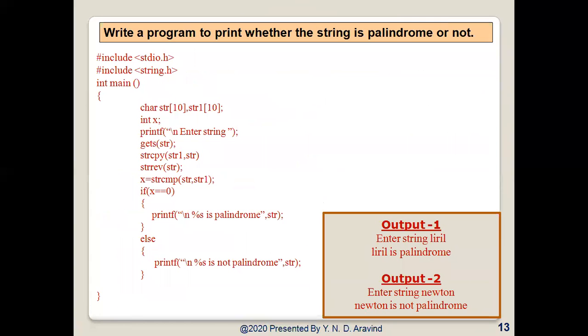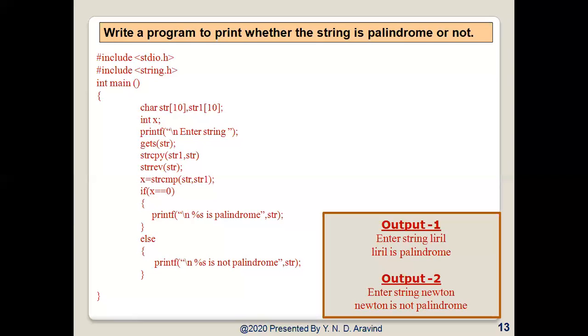Now let us see another program for finding out whether a given string is a palindrome or not. What is the meaning of palindrome? Palindrome means that even after reversing, if we compare the two strings and both are the same, the result will be 0, and then we say that the string is a palindrome string. For example, see the word liril, L-I-R-I-L. Even if we read from left to right or from right to left, it is liril. Such kinds of strings are called palindrome strings.